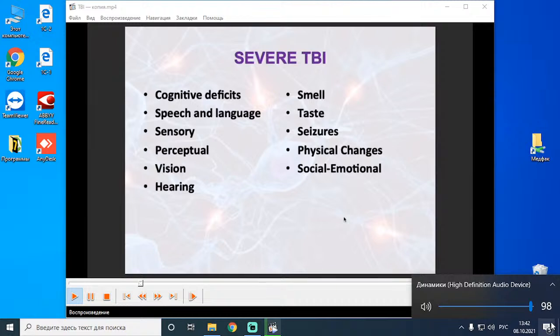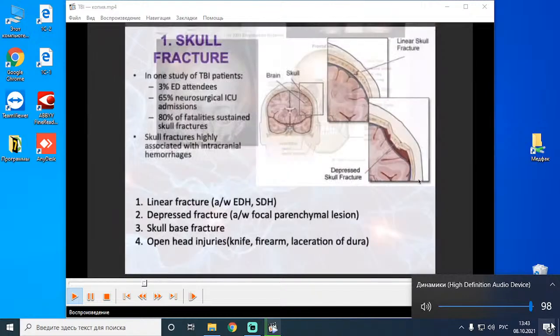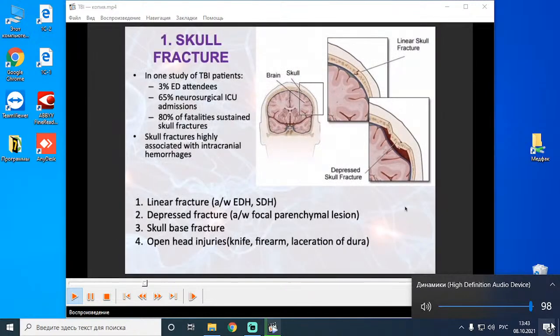Primary injury. Here also you can remember a little bit of anatomy. Skull fracture. In one study of TBI patients, 3% of ED attendees, 65% of neurosurgical intensive care unit admissions, and 80% of fatalities sustained skull fracture. Skull fracture is highly associated with intracranial hemorrhages.